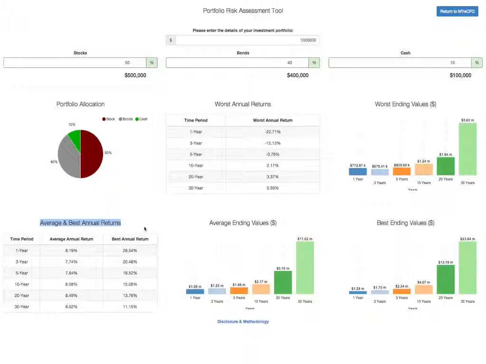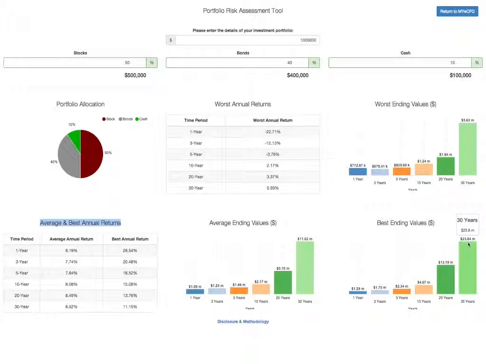The other piece, average and best annual returns, are given here. The average ending values, the best ending values. Good to know that in 30 years, your $1 million would have ended up with about $24 million in the best case scenario. As I like to emphasize to my clients, the most important parameters to look at are the worst case scenarios, because the best case and the average case, most people will be happy with. But it's when things go really bad that there is concern.